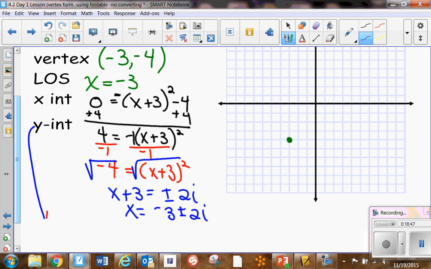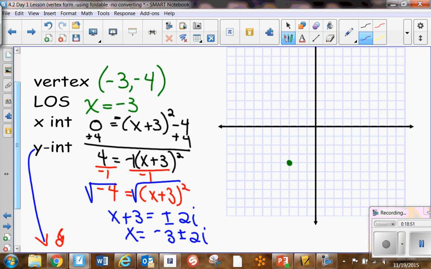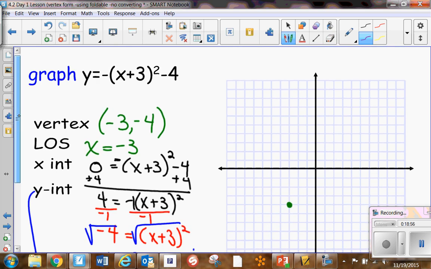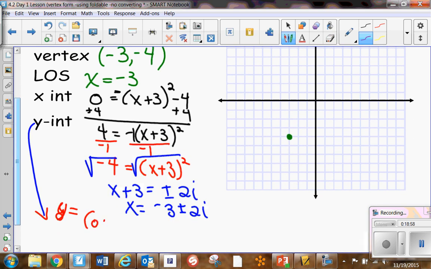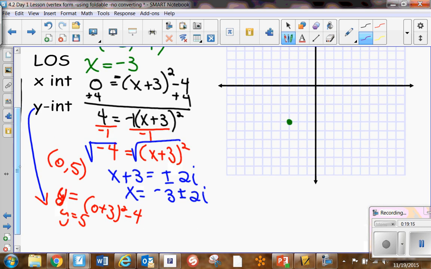For the y-intercept, I'm going to set my x to 0 in my equation. So y equals negative (0 plus 3) squared minus 4. So that will be 9 minus 4. You come up with 5. So (0, 5). Confirmation, or I graph it.